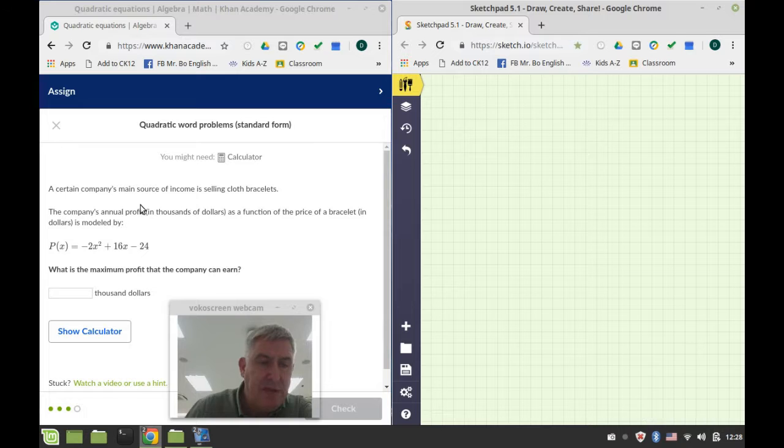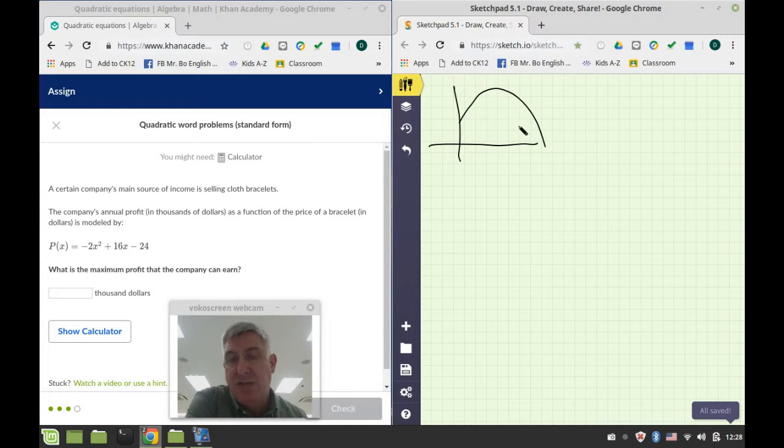And our last one here. A certain company's main source of income is selling cloth bracelets. The company's annual profit in thousands of dollars as a function of the price of a bracelet in dollars is modeled by this. What is the maximum profit? So again, we have this line, and it's going to look something like here. So they want maximum, so we know that they're looking for the vertex. But we need to know, are they looking for the x value or are they looking for the y value?